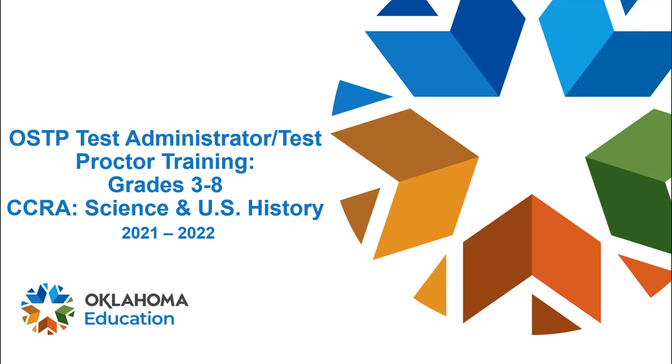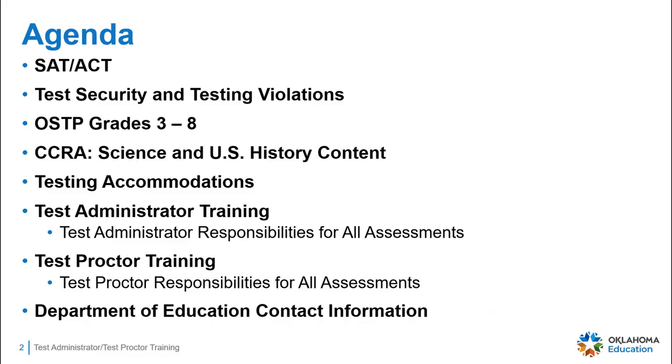OSTP Test Administrator Test Proctor Training for Grades 3 through 8 and CCRA Science and U.S. History for 2021-2022. Our agenda for this training includes SAT-ACT, Test Security and Testing Violations, OSTP Grades 3 through 8, CCRA Science and U.S. History Content, Testing Accommodations, Test Administrator Training, including Test Administrator Responsibilities for All Assessments, Test Proctor Training, including Test Proctor Responsibilities for All Assessments, and Department of Education Contact Information.